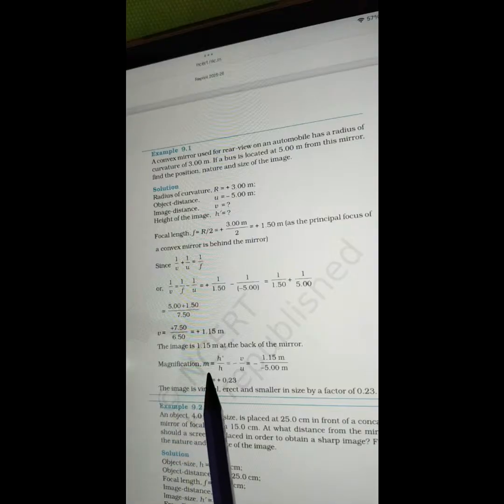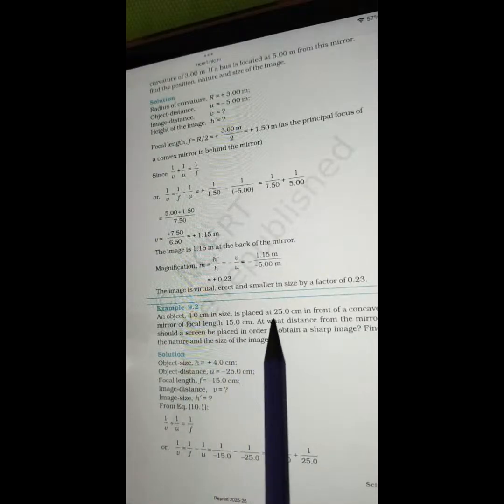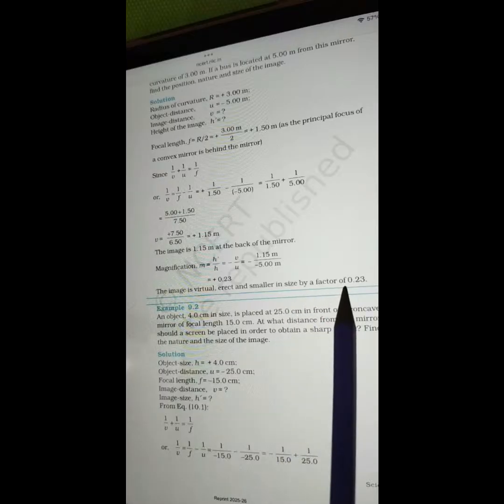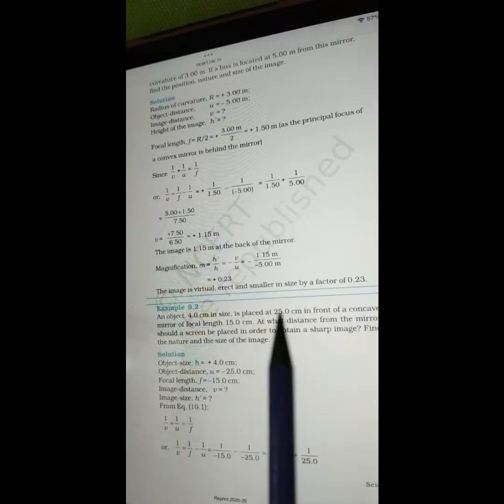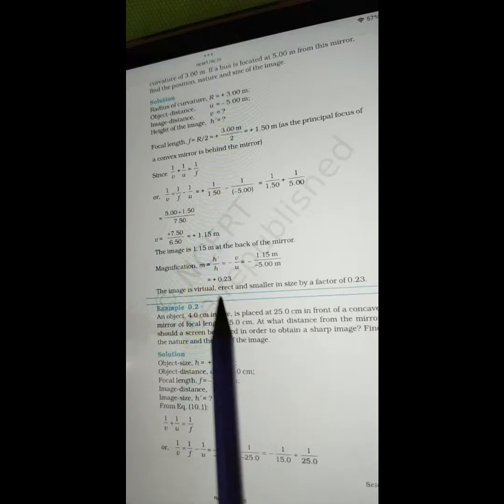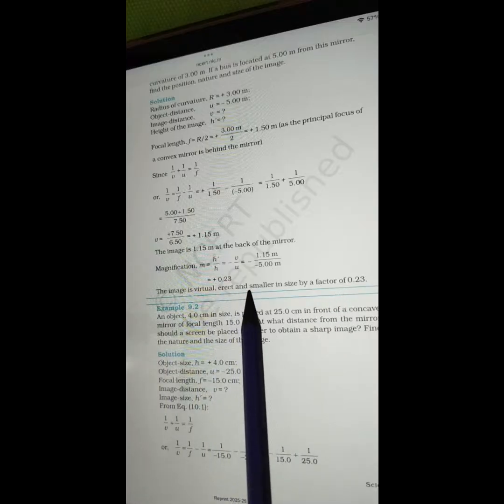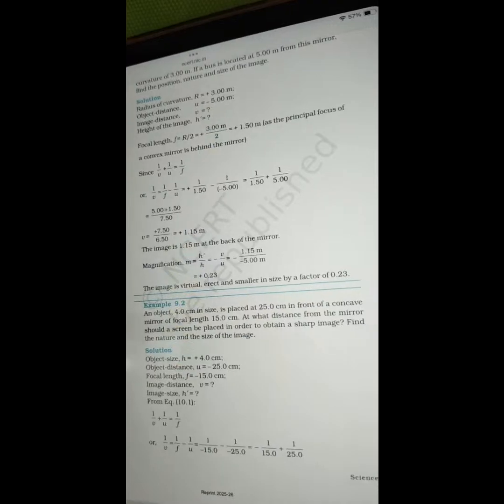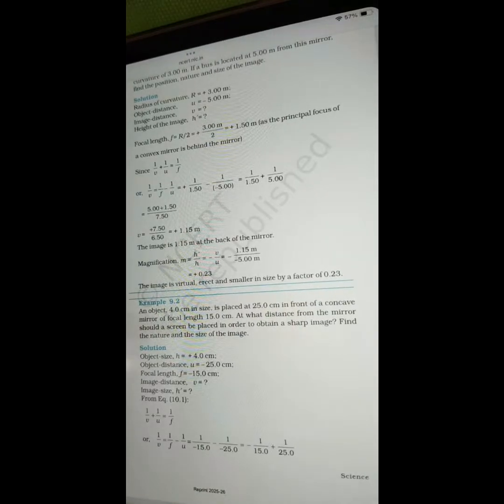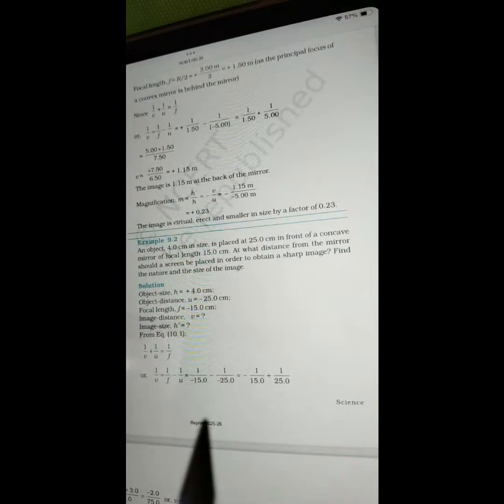Magnification can be calculated with this formula. So once you put up the values, you will get plus 0.23. The image is going to be virtual, erect, and smaller in size by a factor of 0.23. So whatever you have learned through ray diagrams, you should correlate here with your values as well. I'll explain this when I will be doing a live on this chapter.